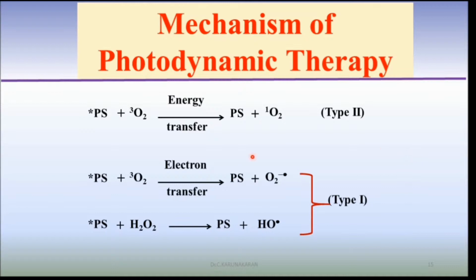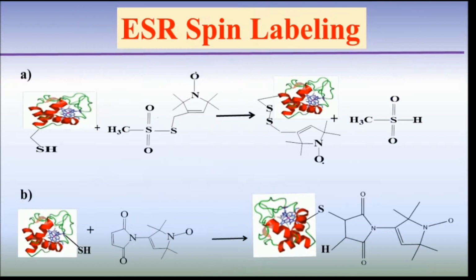Using ESR spectroscopy, the mechanism of photodynamic therapy can be obtained. Similarly, free radical intermediates can be detected by ESR spectroscopy. ESR spin labeling is an important tool to study the dynamics of DNA, RNA, and protein molecules. For example, nitroxides on reaction with the SH group form a compound. Now the protein is spin labeled.